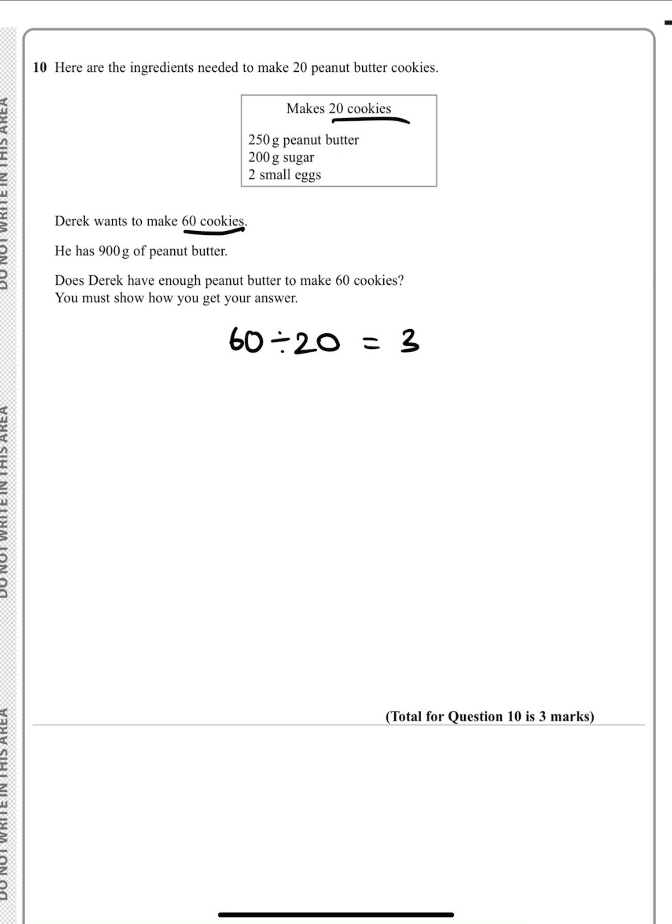So therefore, all of the ingredients have to be multiplied by 3 to find out how much of each ingredient will be needed to make the 60 cookies. But here we're talking about peanut butter specifically. So we're just going to multiply 250 by 3. And you get 750. So that means that Derek actually needs 750 grams of peanut butter. He has 900. So we're going to say, yes, he does have enough. Derek has enough.